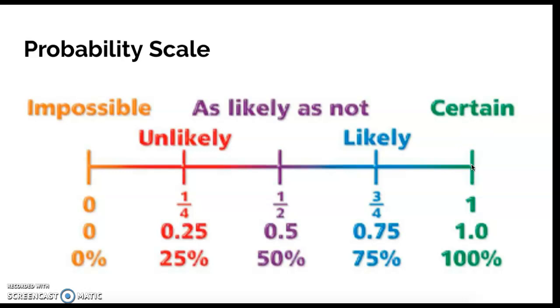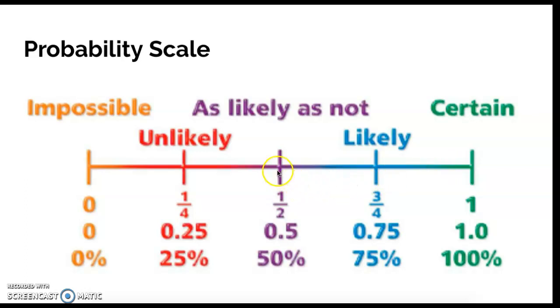So an example of this would be if I was using a trick coin. If I was using a coin that had heads on both sides, and I said, what's the probability of getting heads? Well, it's certain because that's the only possible outcome. It's definitely going to happen because I'm using a trick coin.